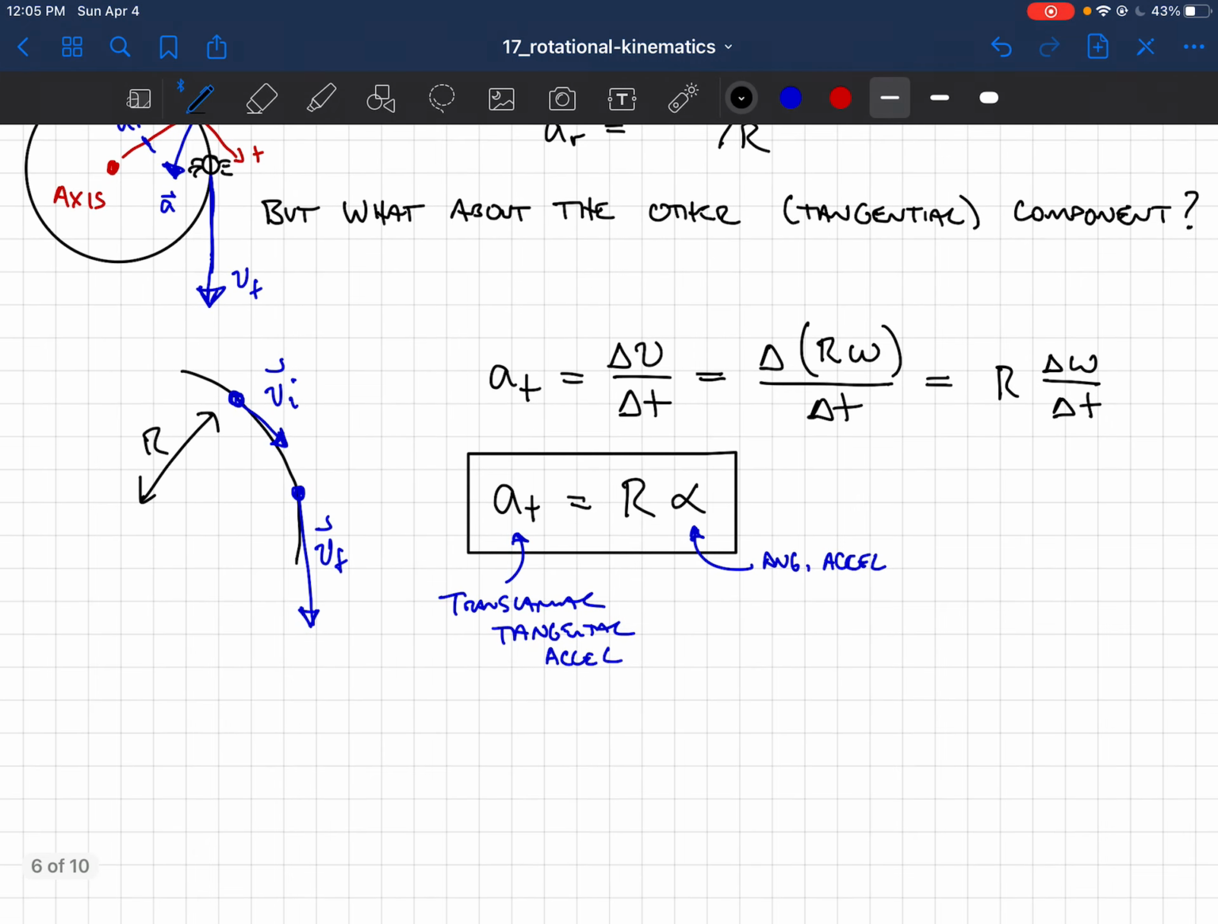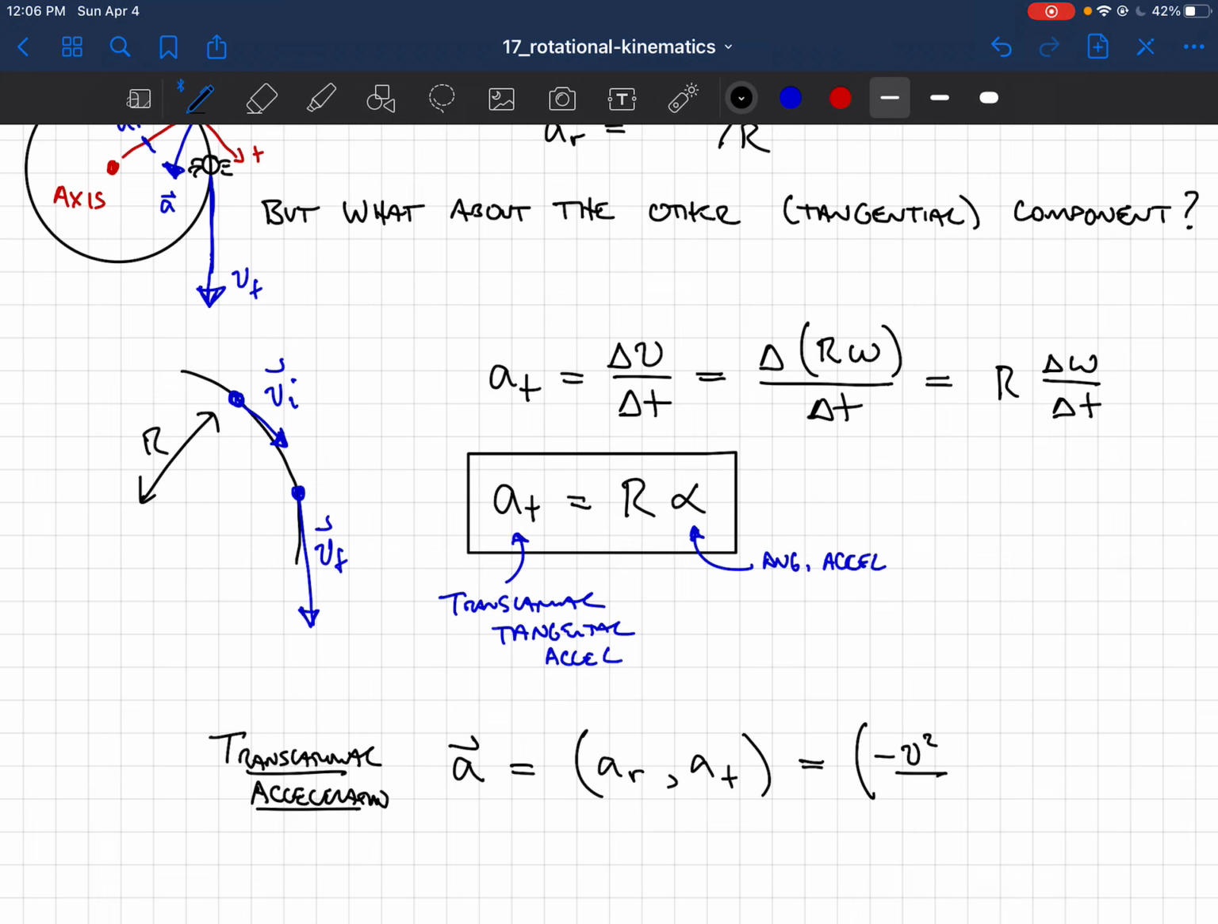So the entire acceleration vector, the translational acceleration, is equal to that pair of components, a_r and a_t, and we know that a_r is minus v squared over r, and a_t is r times alpha.